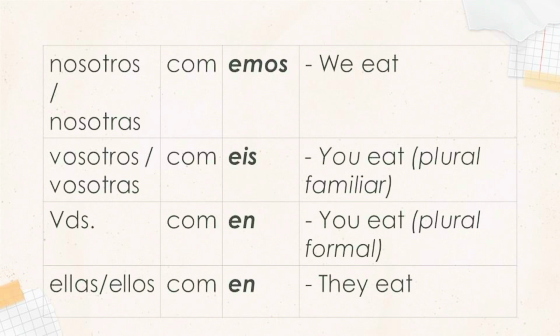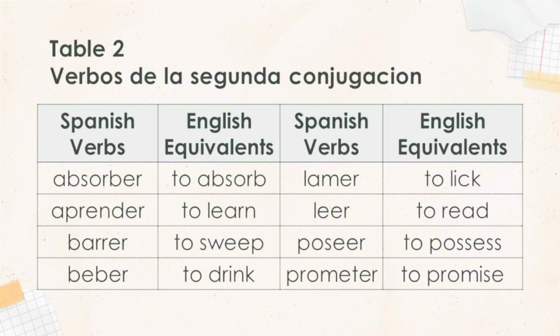Nosotros, nosotras comemos. We eat. Vosotros, vosotras coméis. You eat, plural, familiar, or informal. Ustedes comen. You eat, plural, formal. And ellos, ellas comen, they eat. Here are some of the Spanish verbs ending in er and their English equivalents.